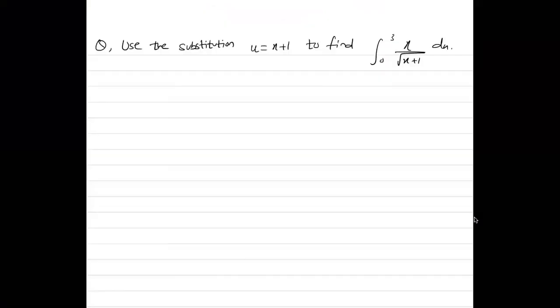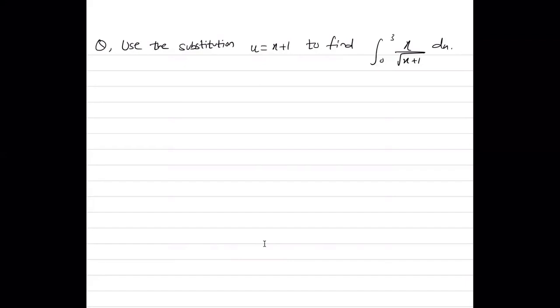Now, one last question. This is the last question for today. The only difference between this question and the previous question is that there are limits involved. And whenever limits are involved, we will see these are the limits of x. We are going to convert the limits also in u.